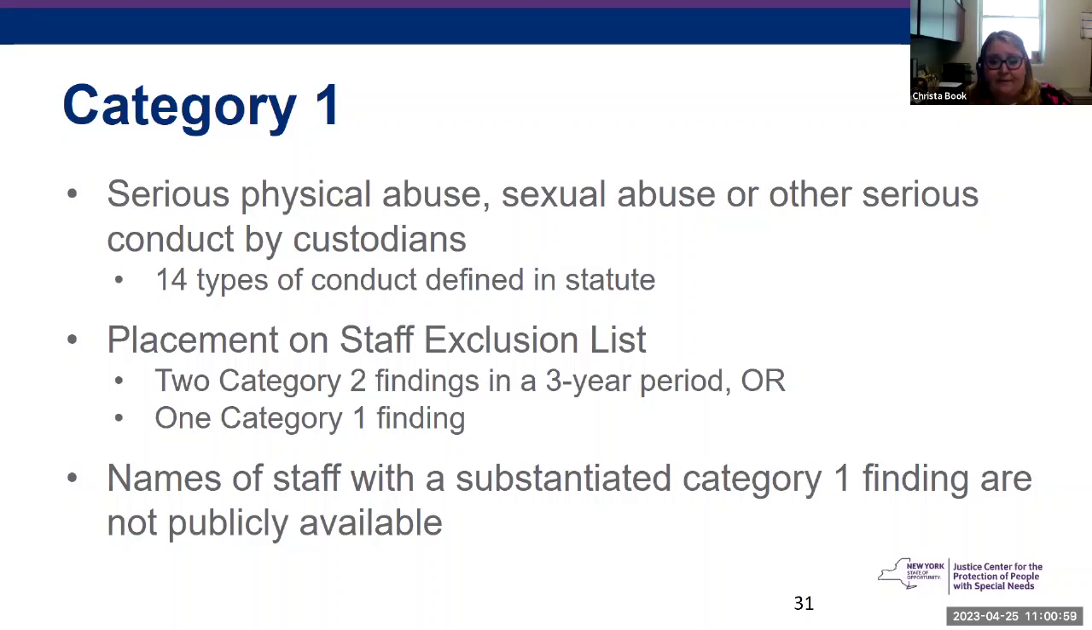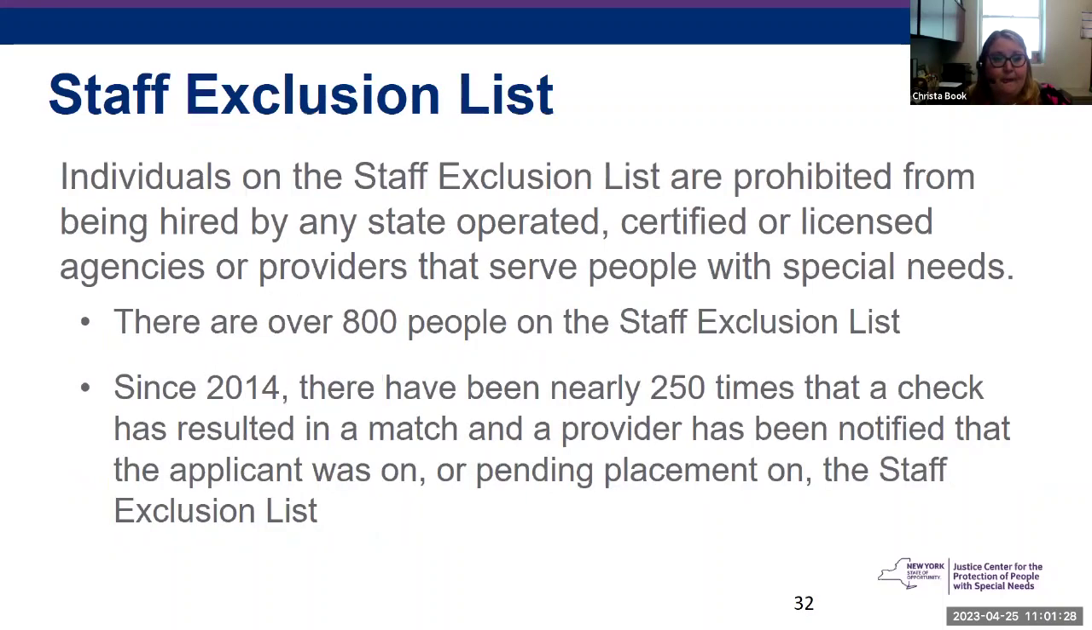1 Category 1 finding. Names of the staff who are substantiated with a Category 1 finding, they're not made publicly available, but they would be made available if an employer had reached out to our criminal background check while potentially attempting to hire someone who may be on the staff exclusion list, and they would receive notice of the fact that that person is on the staff exclusion list. So the individuals on the staff exclusion list are prohibited from being hired by any state-operated, certified, or licensed agency or provider that serve people with special needs.